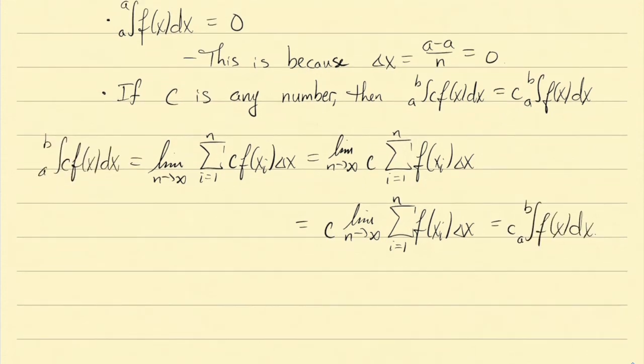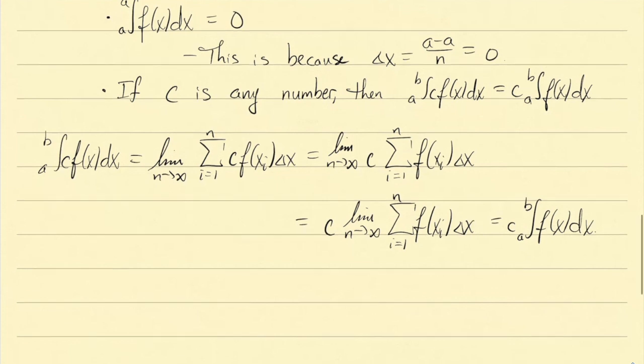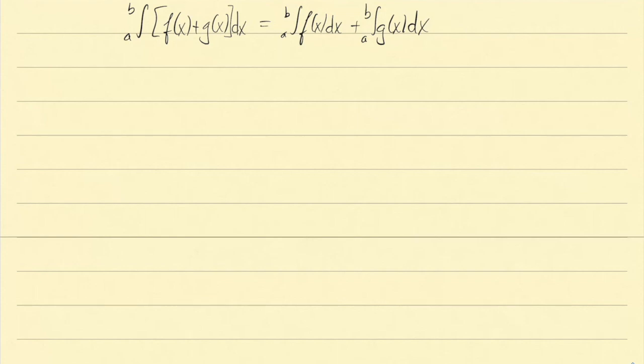Our next property has to do with addition and subtraction of integrable functions. If we have two functions, f and g, that are both integrable on the closed interval from a to b, something that would be nice to know is if we integrate their sum or their difference, that we get the sum or the difference of the integrals. So this tells us that if we have two functions that we know how to integrate, if we want to add them together or subtract them from one another, then integrate, that's the same as integrating each of the two functions independently, then adding or subtracting them.